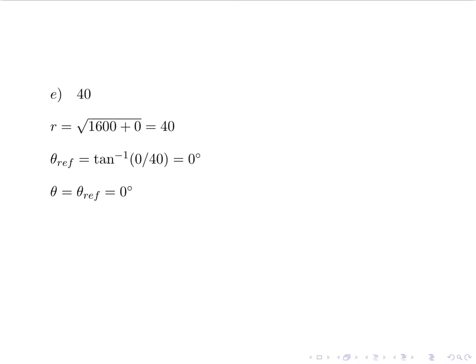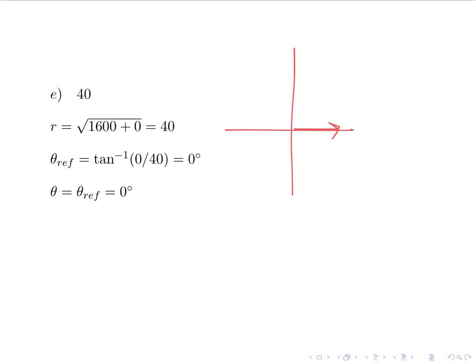I can think of it in two different ways, right? 40, oops, that's not the right one. 40 is over here. It's a real number. There's nothing in the imaginary part, so I'm right there. So I am between quadrants 1 and 4.